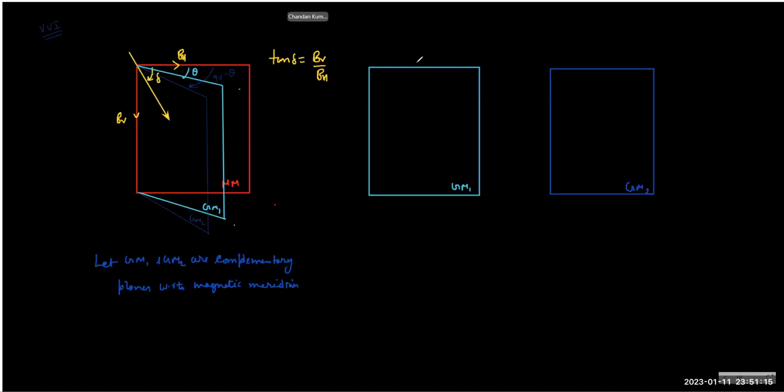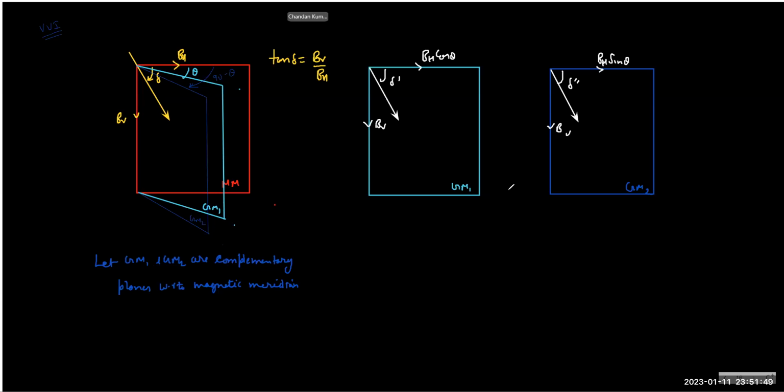So one thing is clear that this will be BH cos theta. This is BV. But what is this value? Any guess? This is BH sin theta, sir. Very good. So the dip that we will calculate here will change in both cases, right? So this is called the delta dash, and this is called delta double dash. So these are two apparent dips.